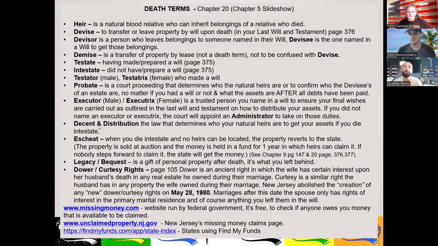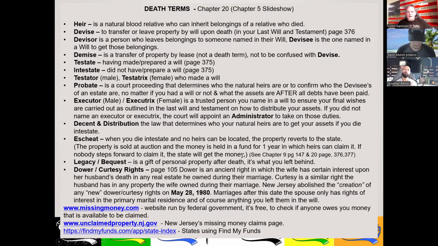Now, descent and distribution is the law that determines who the natural heirs are if you die without a will, if you die intestate. Who gets your stuff if you die without a will? Well, every state has their own laws called descent and distribution, which determine that. And we'll go over that in chapter 20. So when we skip over to chapter 20, we could find out who's going to get your stuff if you die without a will.